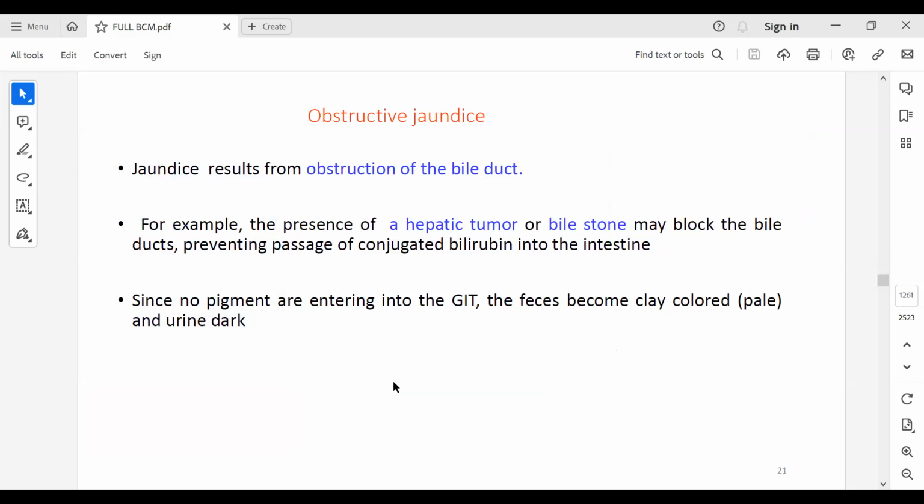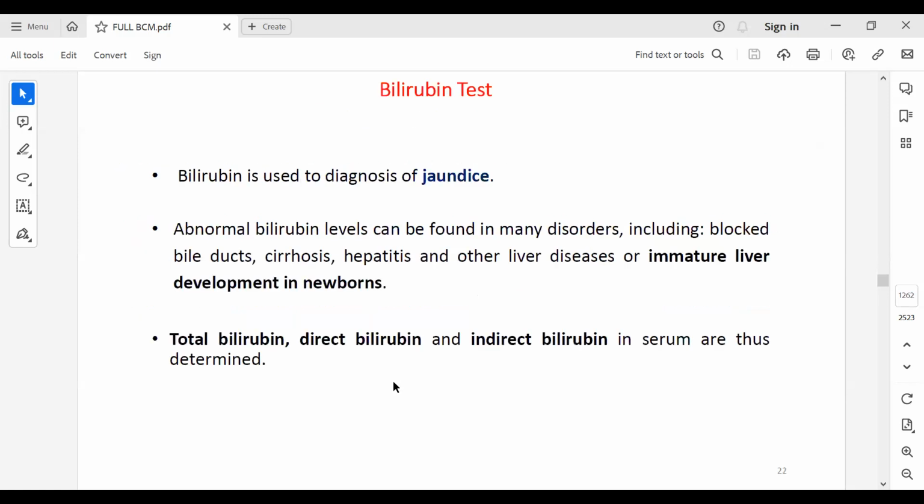Obstructive jaundice again is simple, it's just obstruction in the hepatic duct. So mostly conjugated bilirubin will be high in obstructive jaundice. For example, if you have a hepatic tumor or bile stone, there is all the conjugated bilirubin. So the liver is okay, the liver has done its work, it has conjugated the bilirubin, but there is a blockage, so it's not able to pass the bilirubin. And since no pigments are entering the GIT, the feces become clay colored, pale, and the urine will be dark also.